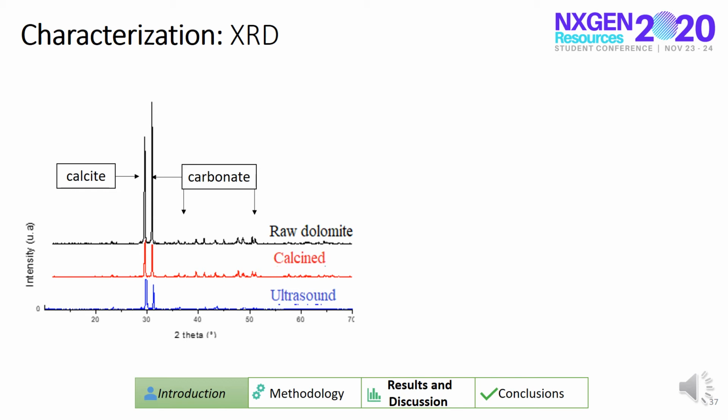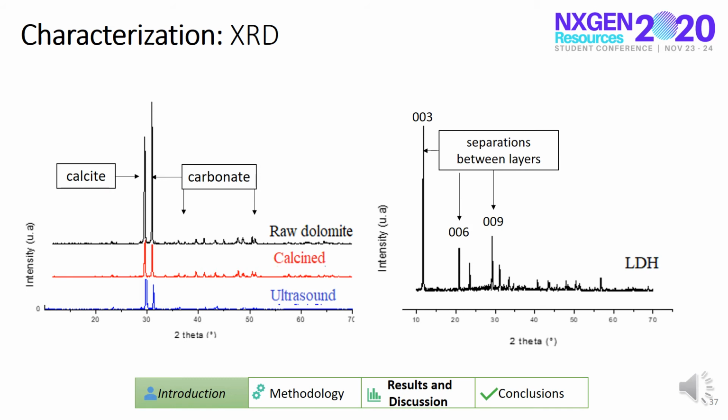For the chemical modification, it can be seen that the structure is different when compared with other solids. The solid has three main reflections that correspond to diffraction planes at 003, 006, and 009, and represents the separation between layers that is characteristic of LDH.